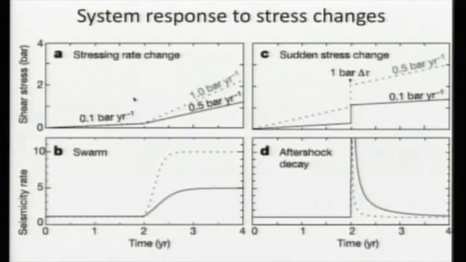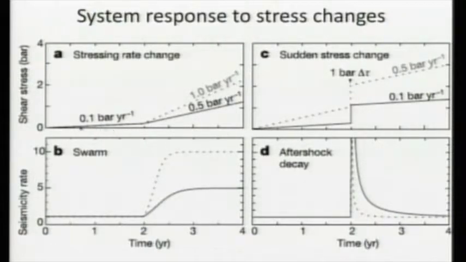The way we do this is to look at the way a system of faults might respond to a stress change. So this is a rather complicated diagram. On the top row, I'm making plots of the shear stress accumulation on a fault system as a function of time. And on the bottom row, I'm showing the rate of earthquake activity as a function of time.